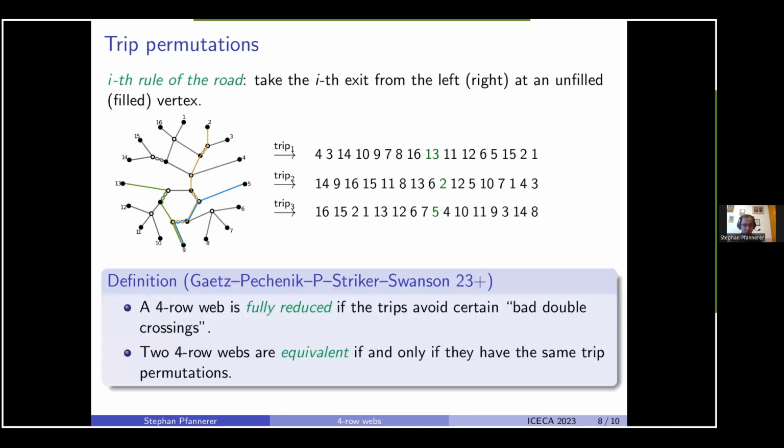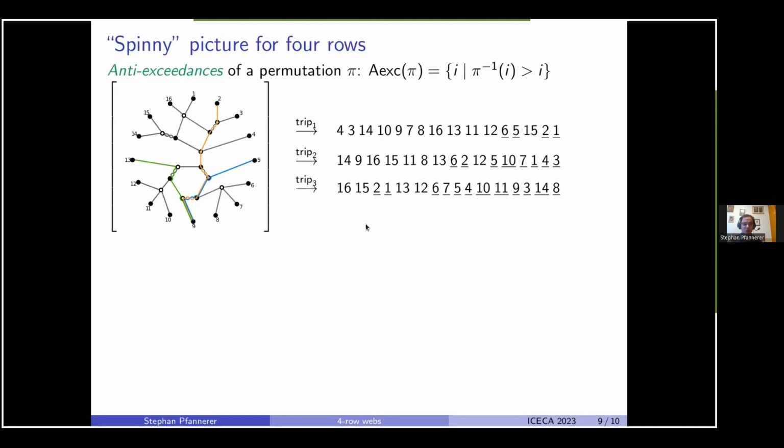Now there is some definition. So we say that a four-row web is fully reduced if our trips avoid some certain bad double crossings. And you may wonder, if the trips uniquely determine the web, this is not the case, but we say that two of these webs are equivalent if and only if they have the same tuple of trip permutations. So let's see what we can do with them.